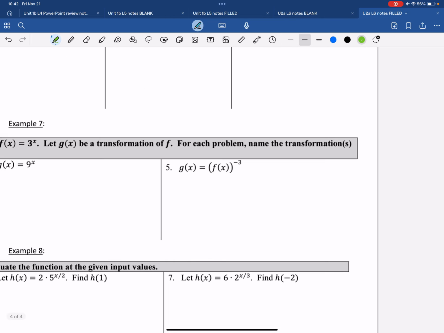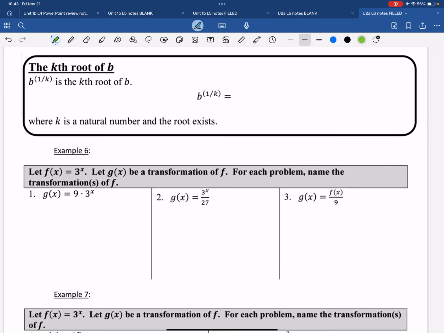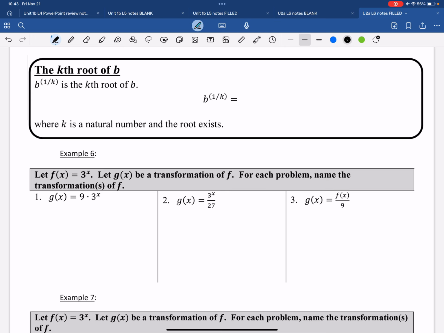One more page. What happens if we take the kth root of b? Okay, so fractional exponents. It's just a notation. B to the 1 over k is the exact same thing as the kth root of b. So for example, let's do 16 raised to the 1/4 power. Well, that's the same thing as the 4th root of 16. And the answer to both of those is 2, because 2 to the 4th is equal to 16. So if we write this notation, we want to know what number do I have to raise to the 4th power to get 16?